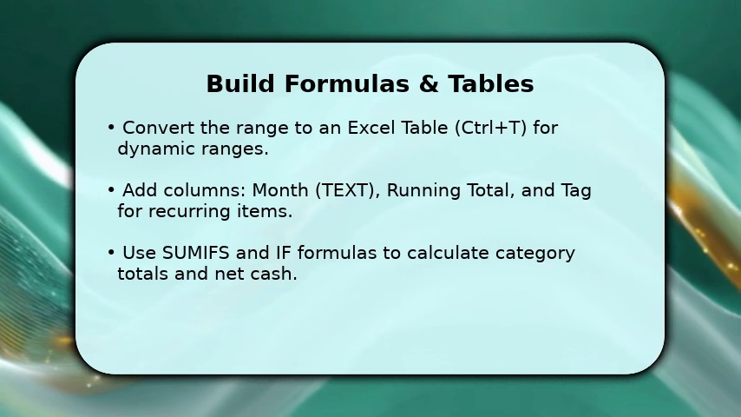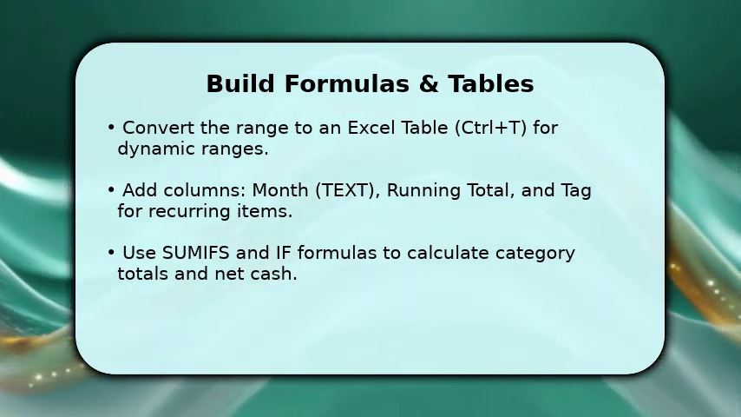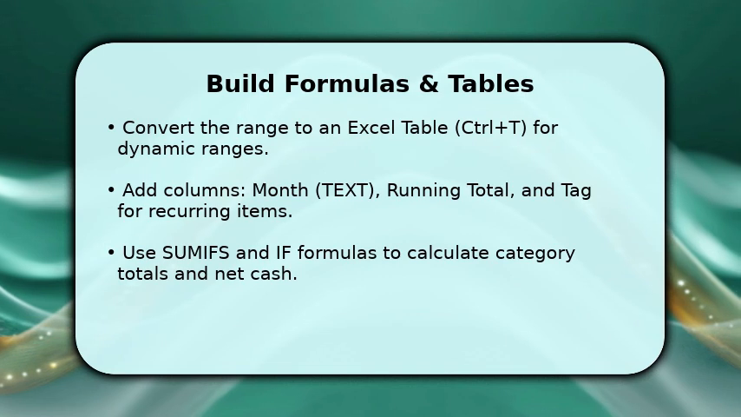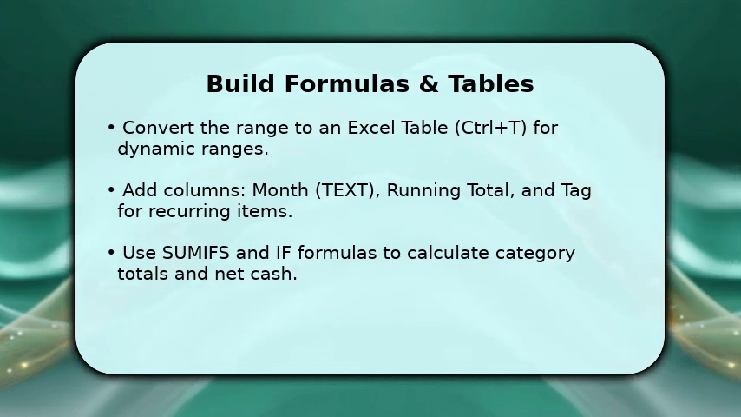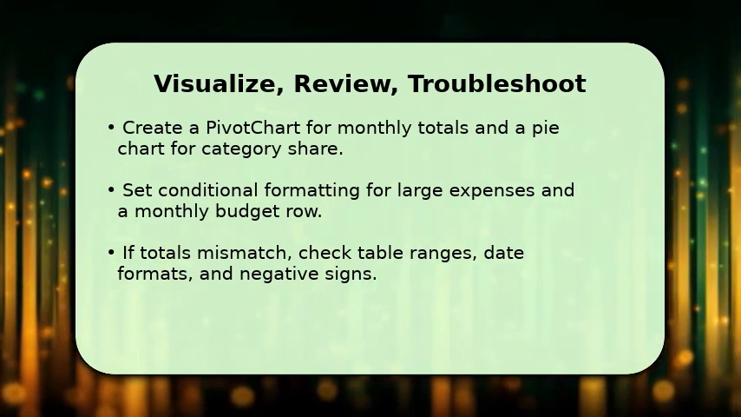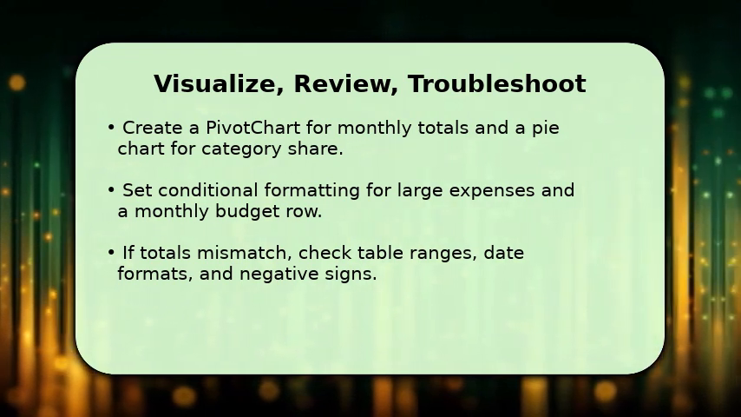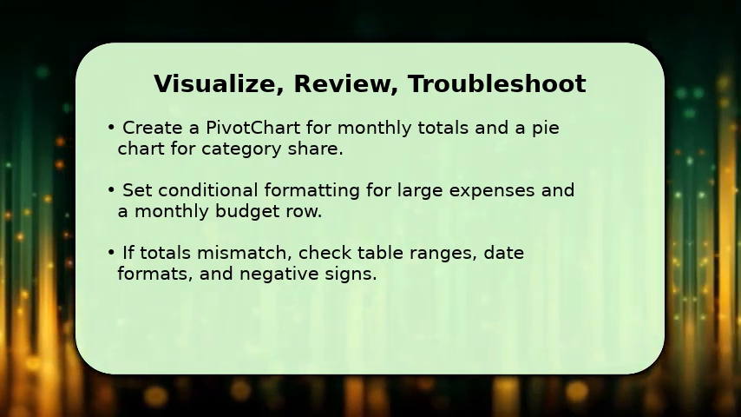Once set, add a pivot table or SUMIF summary that references the table. This gives instant monthly roll-ups and category breakdowns. Finish by building visuals: a pivot chart for monthly trends and a pie or bar chart for category shares to spot where money goes. Add a budget row and conditional formatting to highlight overspending.